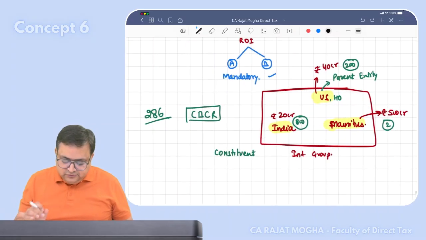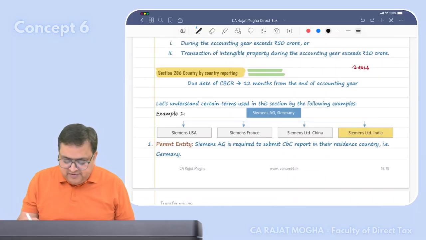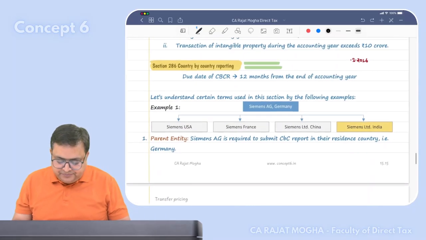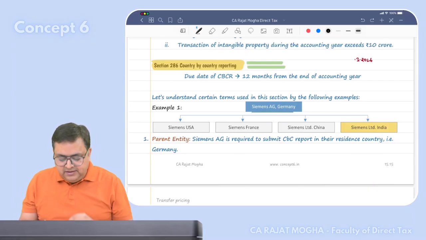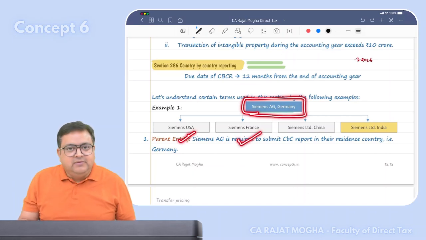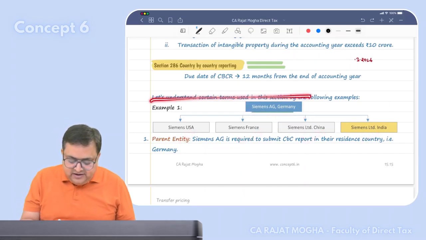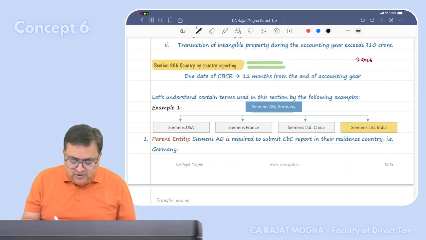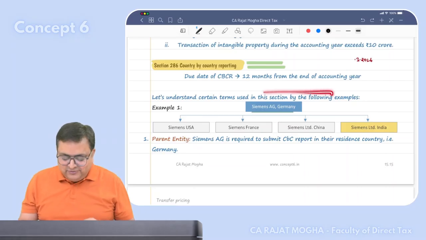Okay. So let's say, for example, I'm taking the same example which I have given in the book also, so that you can easily relate. Let's say this is Siemens, Germany. It is the head office, the parent company. They have their constituents in US, Siemens USA, Siemens France, Siemens China, and Siemens Limited India. India is also here, right? So this is an international group. And tell me who is the parent entity? Siemens AG, Germany is the parent entity. And who are these constituents? 4 constituents, or this is also a constituent? This is also a constituent as well as the parent entity. So there are 5 constituents.